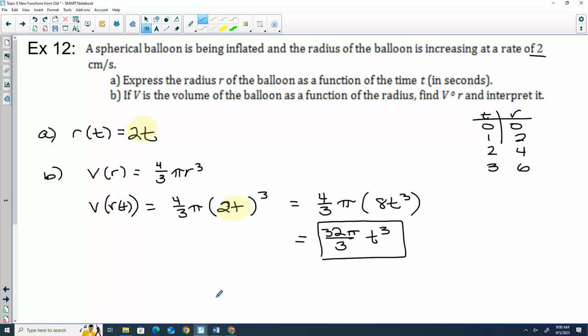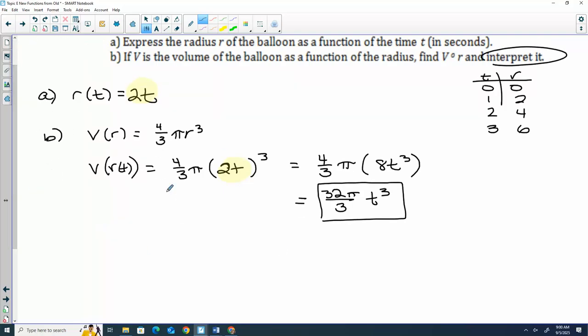All right. Interpret it. Sometimes this is the hardest part. Interpret, you are telling me, what does this formula give? So this formula finds, what is it calculating? The volume.